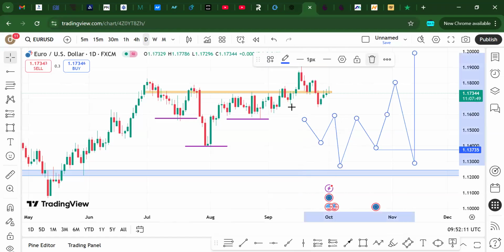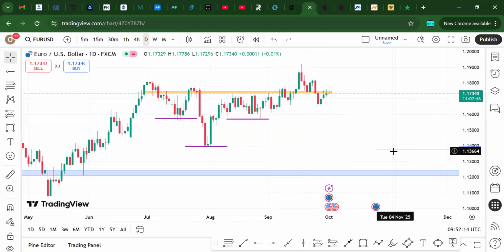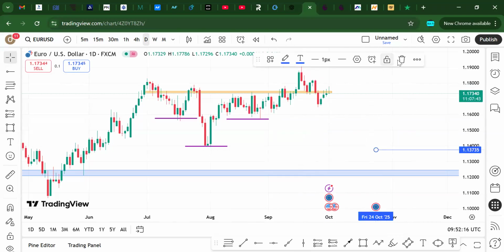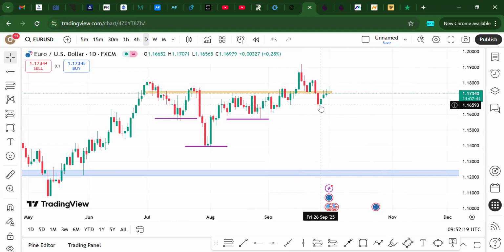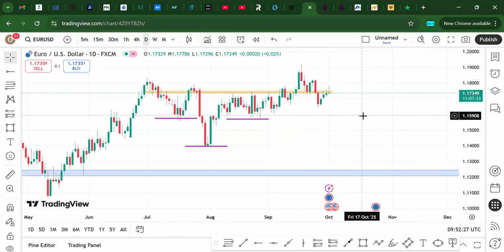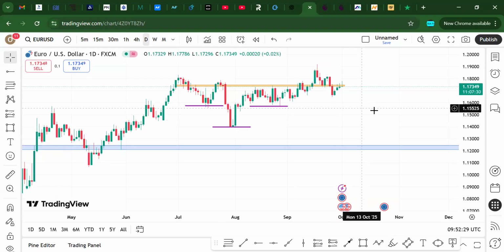However, price failed to break beneath the right shoulder. You can see that price got here and has started pushing upwards again. Currently at the neckline, sellers are still doing their thing, trying to push price downwards. So what am I trying to say? The market is still going upwards.